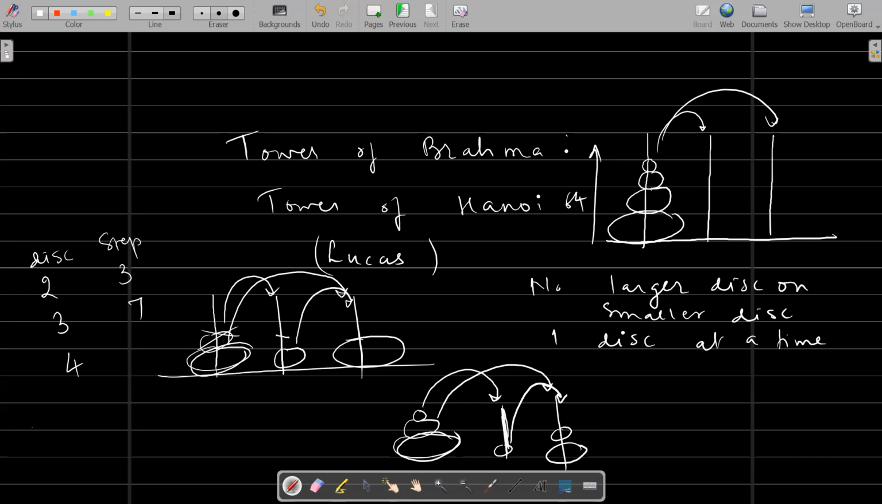Now this pole is vacant. So I'll put this larger disc into this second pole. So 4 steps. And again I have to put these 2 discs onto this one. So for shifting 2 discs I need already 3 steps. So 4 plus 3. So there will be 7 steps for 3 discs. Okay. Yes.